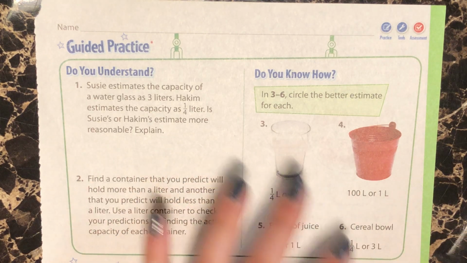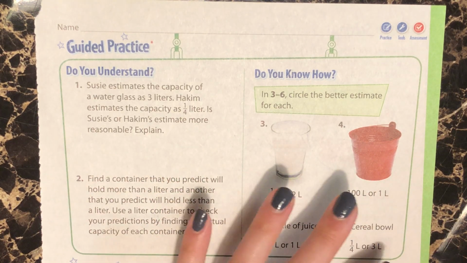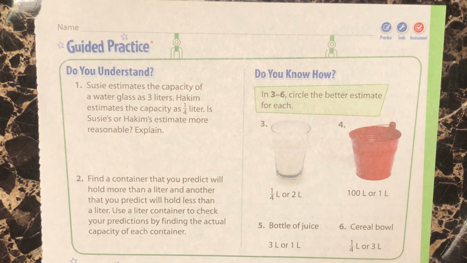So today is looking at different sizes of liquid and choosing which unit of measure would be the best and being able to estimate, which means kind of make an appropriate guess. Remember, when we're estimating, we don't want our guesses to be crazy, not too big, not too small, but we want them to be appropriate. We want them to be reasonable. So let's look at number 1 first.